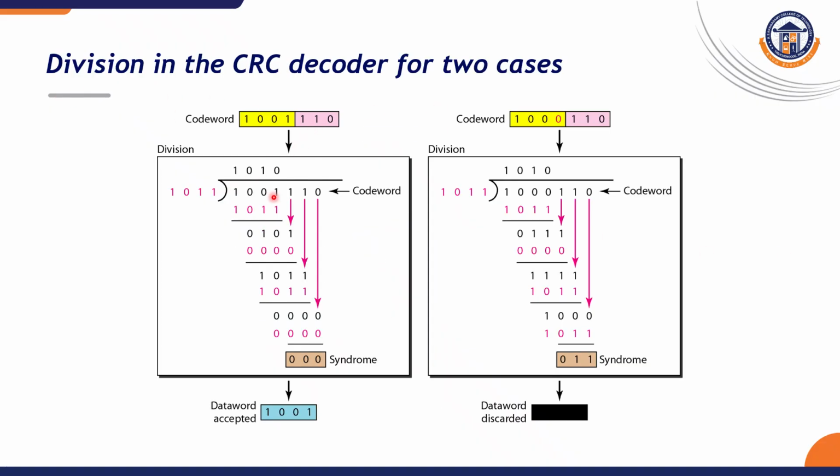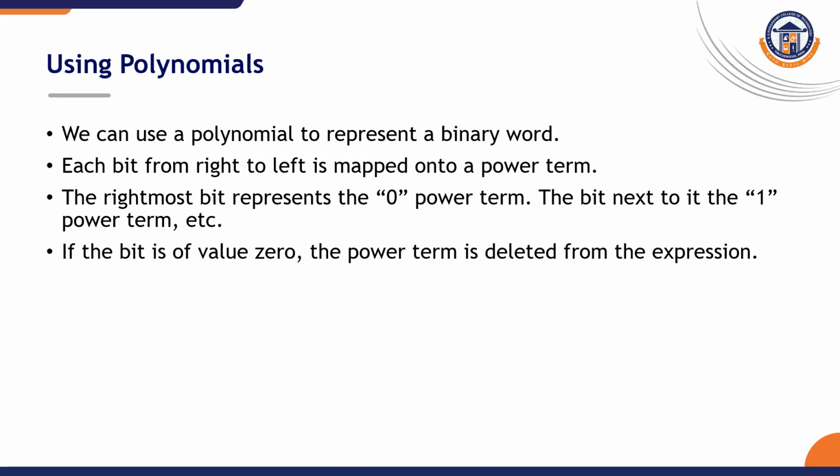This code word will use the same divisor to perform XOR operation, and after the division operation we get the syndrome. If the syndrome is 0, the corresponding data word will be accepted at the receiver, assuming there is no error. During transmission there may be changes of the bits. Here in the second case, the fourth bit 1 is inverted to 0, so when we perform the division operation we get a nonzero syndrome, so the receiver identifies that there is an error during transmission.